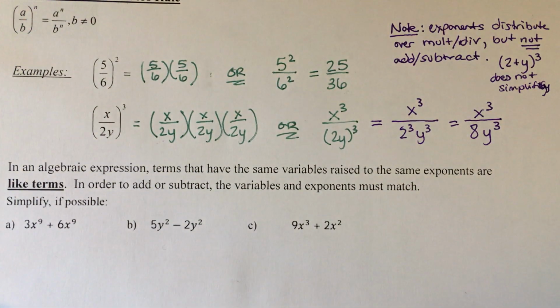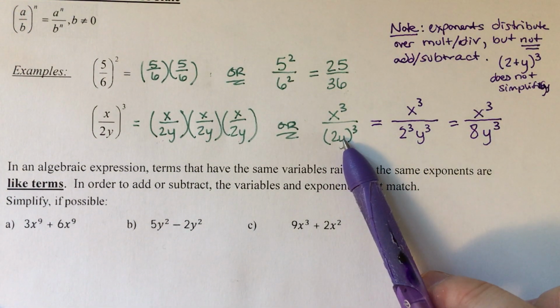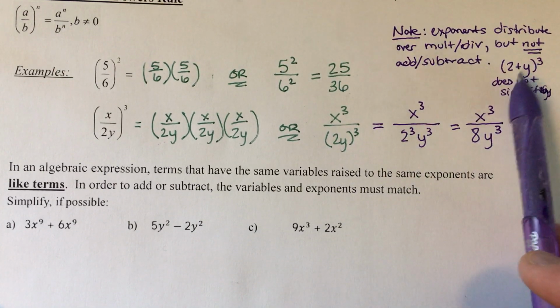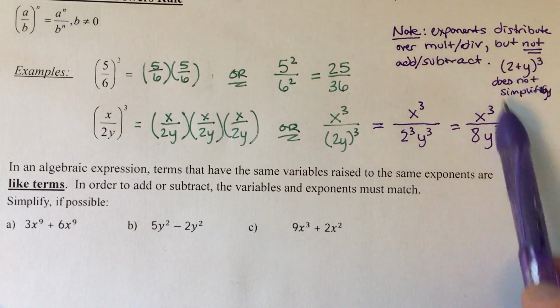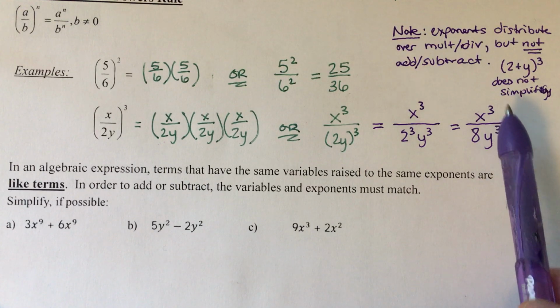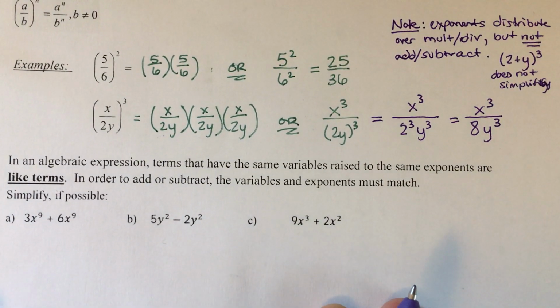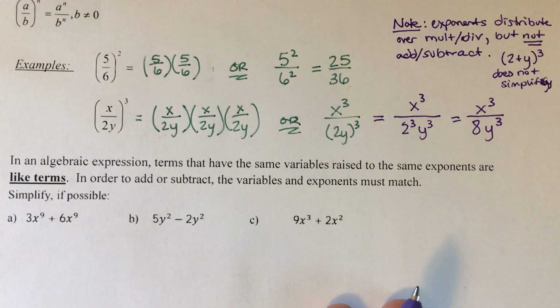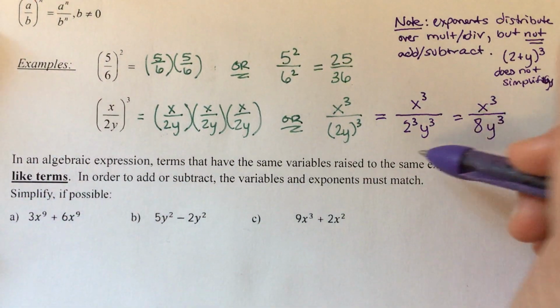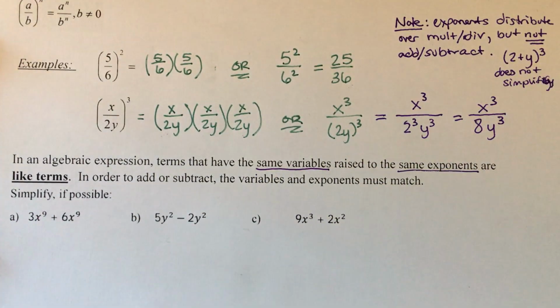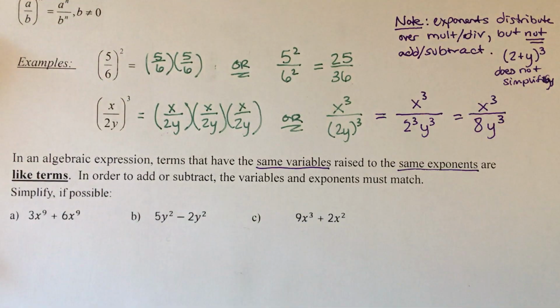But we need to be careful. When there's multiplication, sure, we can just do 2 cubed, y cubed. If there's addition or subtraction, you cannot just do 2 cubed, y cubed. It doesn't work with that. But what we can do when there's addition or subtraction is look for like terms. Like terms mean we have the same variables raised to the same exponents, and that's when we can simplify addition and subtraction.